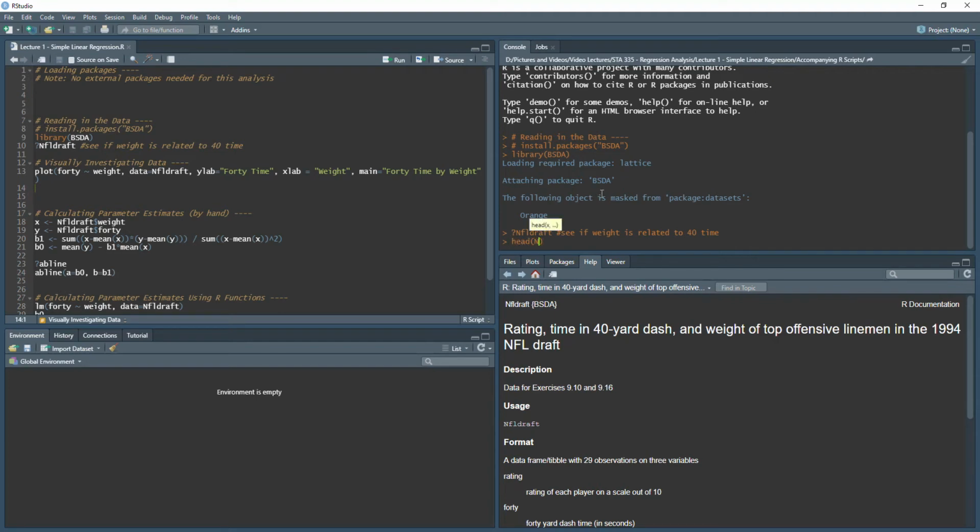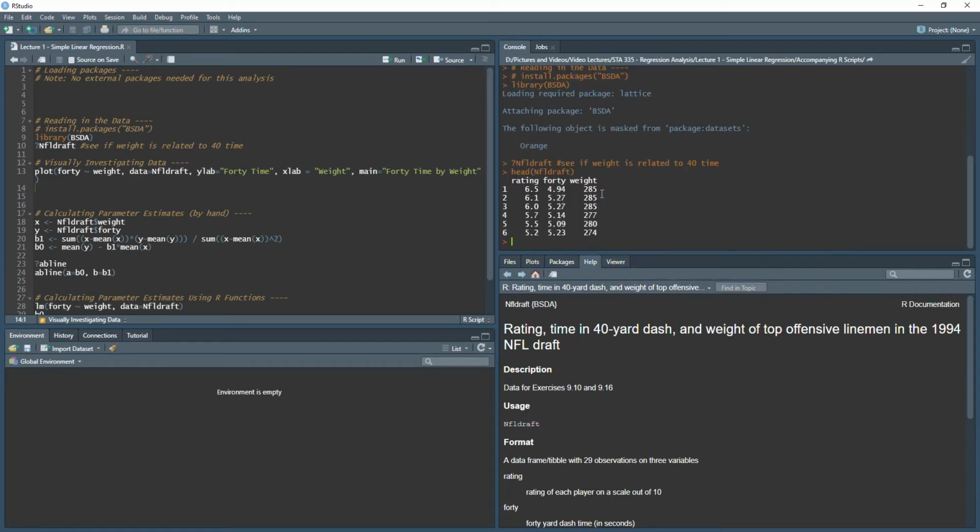So I'm going to just do head(NFLdraft). Now what you can see here is that for every individual, their rating, their 40 time, and their weight is given. And recall how in our lectures we discussed how important it was that for every person or every individual or every case, we called it, that all of these numbers were correctly paired. If these numbers are not correctly paired, I can't do a simple linear regression validly.